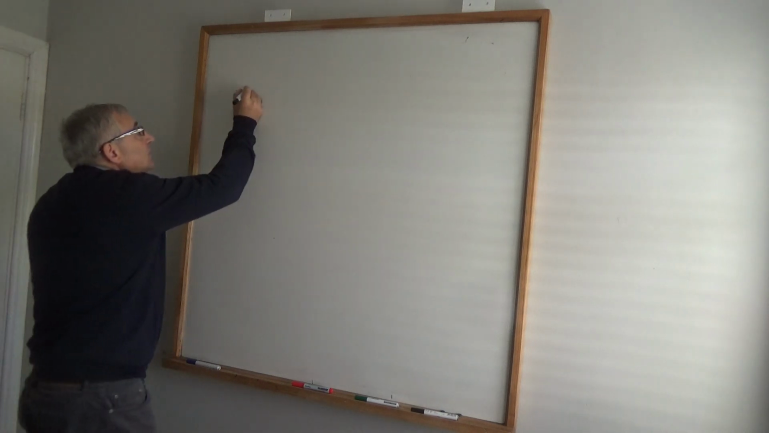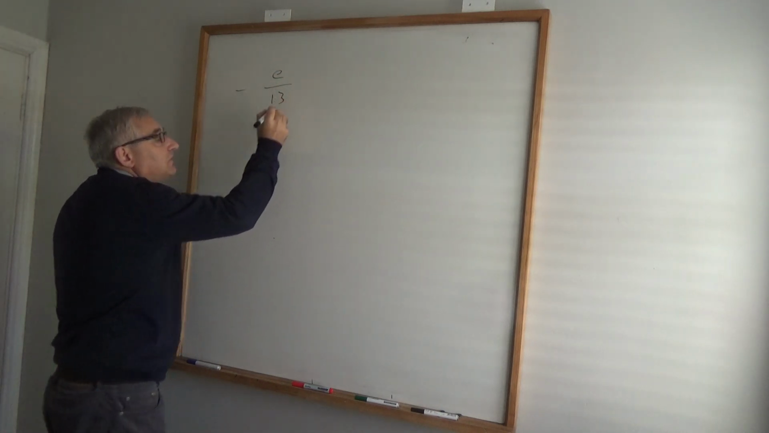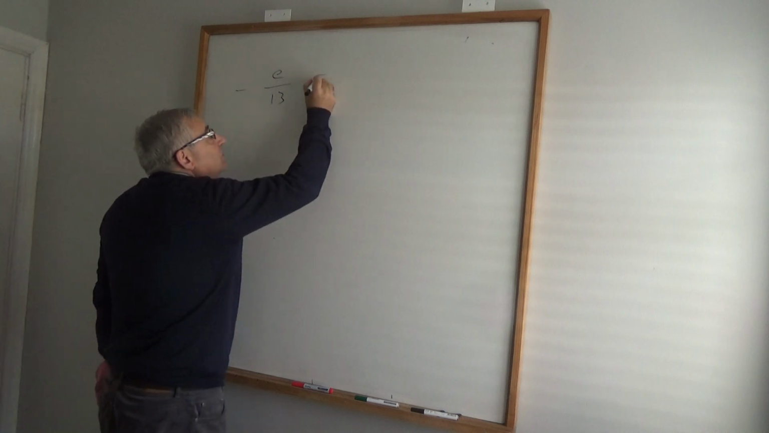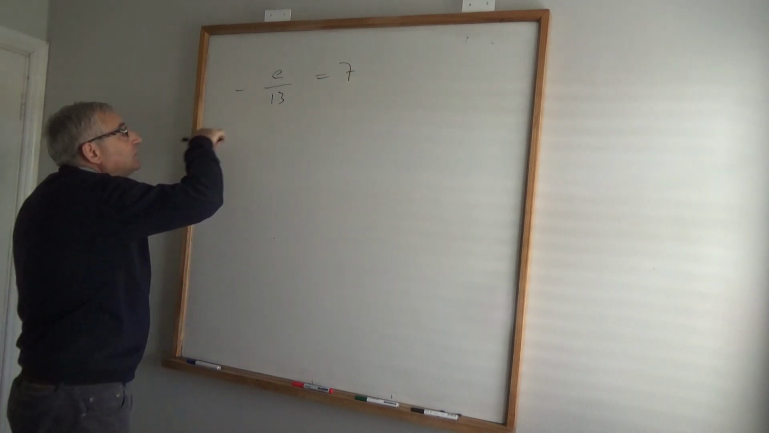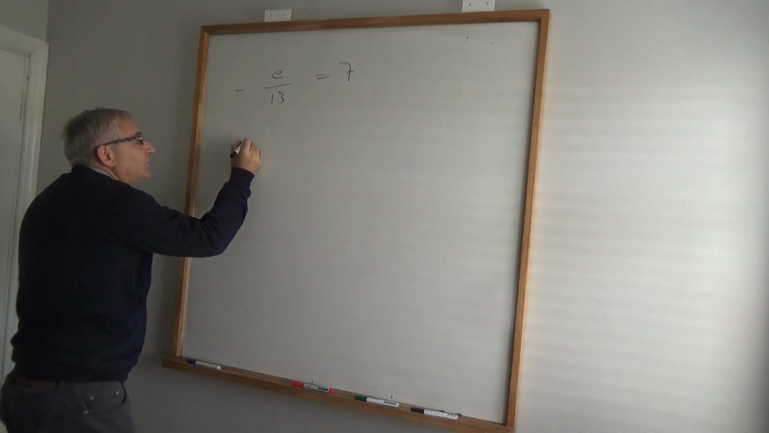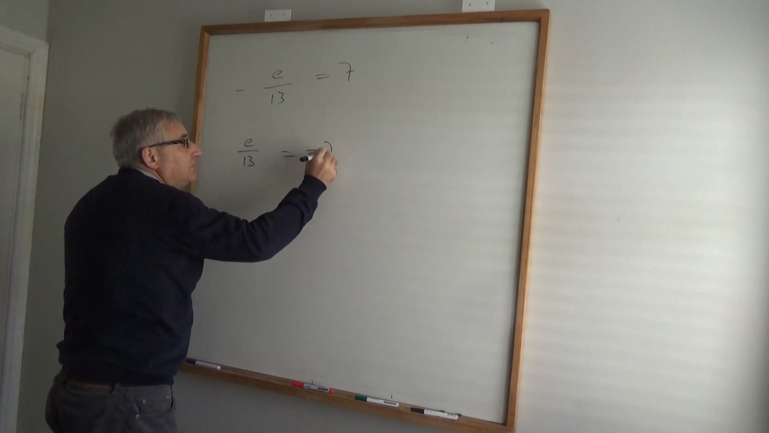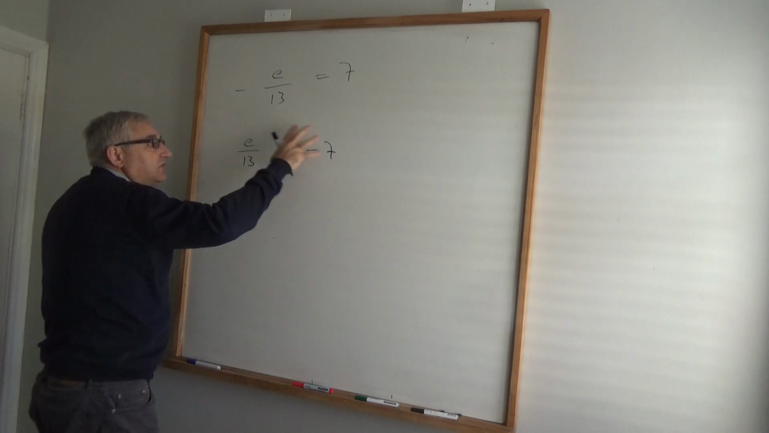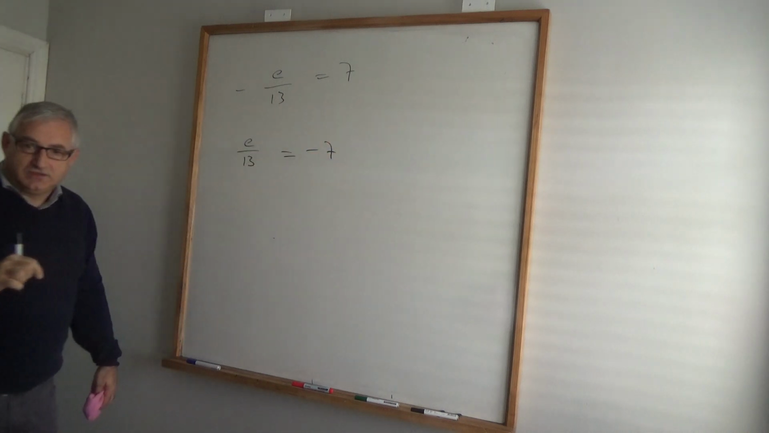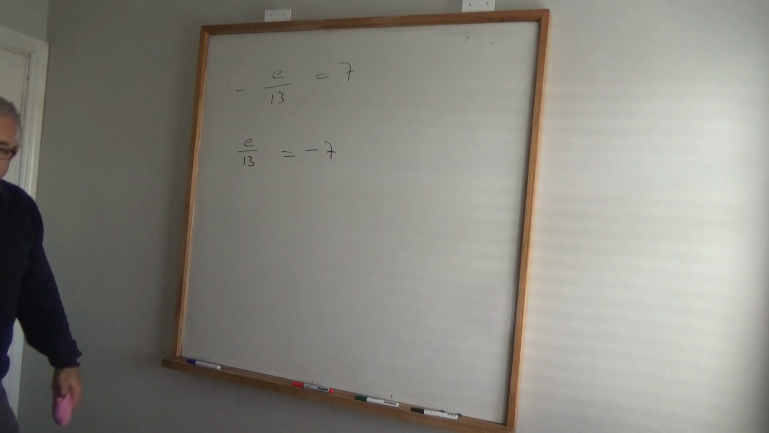And finally, negative E over 13 equals 7. How to deal with this negative? A few different things you can do. One thing you can do is you can just move him over to the far side. You've changed the sign at the left and you've changed the sign at the right. Okay, actually that's probably the best way of doing it.